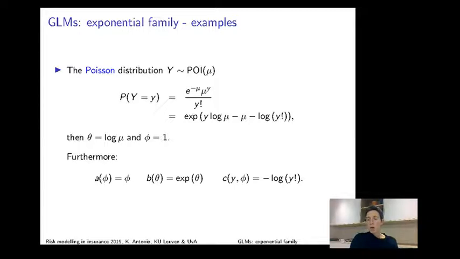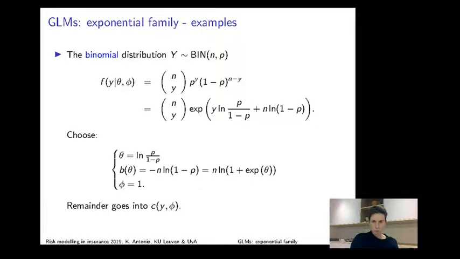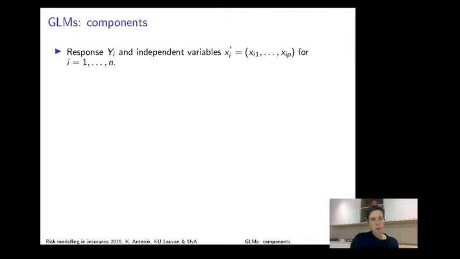Sheets number 12 and 13 give you two additional examples which you can verify as a do-it-yourself exercise. So there is the gamma distribution on the one hand and the binomial distribution on the other hand. So you're now ready to process the ingredients or the building blocks of a GLM. Well, consider response variables yi and a p-dimensional vector xi.